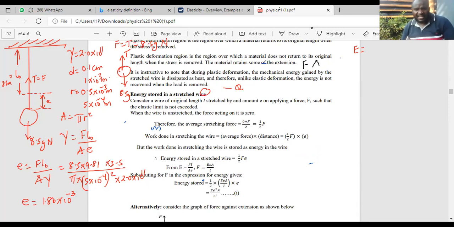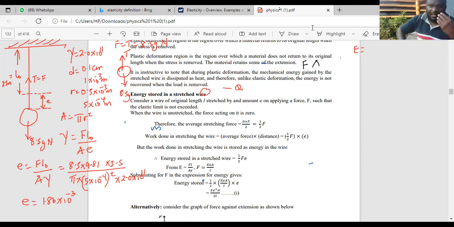Other methods of deriving energy stored in a wire: you can get the average force. That is before the wire has no force acting on it, and after there's a force F acting on it. So the average force becomes a half F. So that average force times the extension produced gives you the work done. That can also be one way you can derive the expression for energy stored. So there are basically three methods. The first one is integration, two is area under the graph, now three is using the average force. All those you can use as definitions.